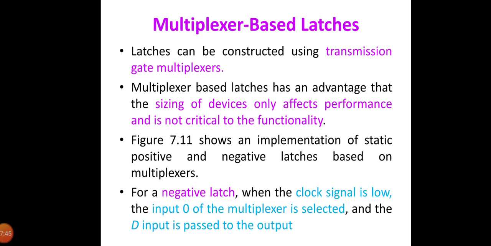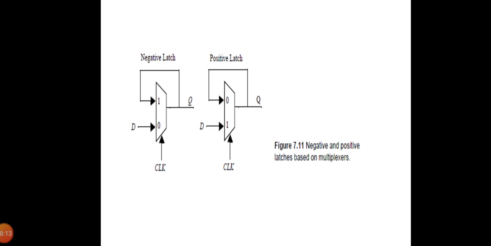The most robust and common technique to build a latch involves the use of transmission gate multiplexers. Positive and negative static latches based on multiplexers can be easily constructed. For a negative latch, input 0 of the multiplexer is selected when the clock is low and the D input is passed to the output. When the clock signal is high, as shown in this figure, input 1 of the multiplexer, which connects to the output of the latch, is selected. The feedback ensures a stable output as long as the clock is high.